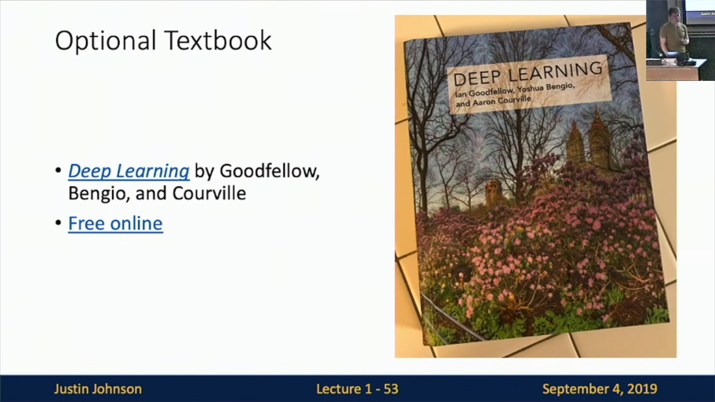So we're going to have an optional textbook. There's no required textbook for this class. On the schedule you'll find on the website, there will be recommended readings for all of the lectures. This textbook is totally optional, and it's completely available for free online, so you don't have to physically purchase a copy if you don't want to.